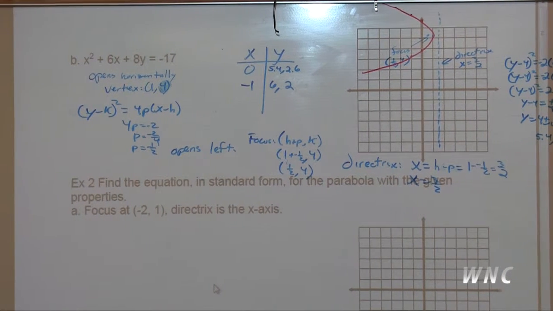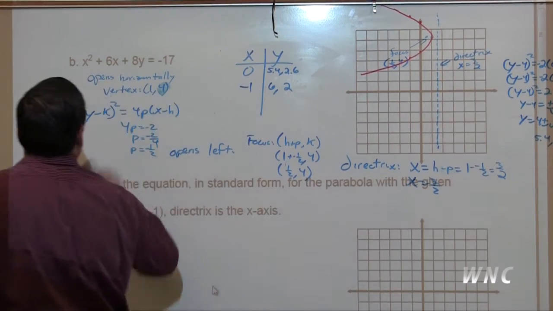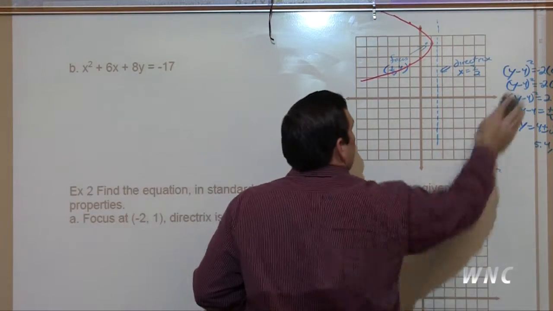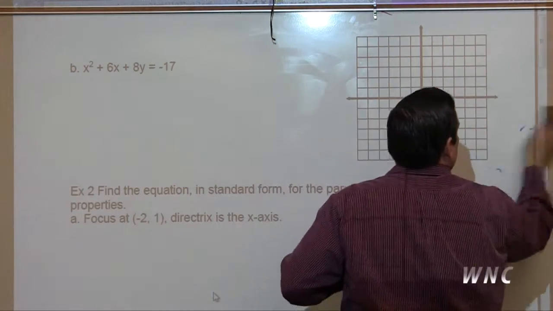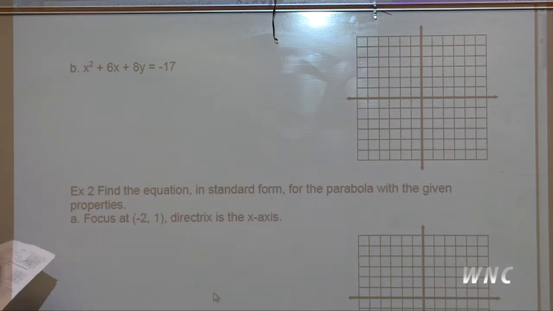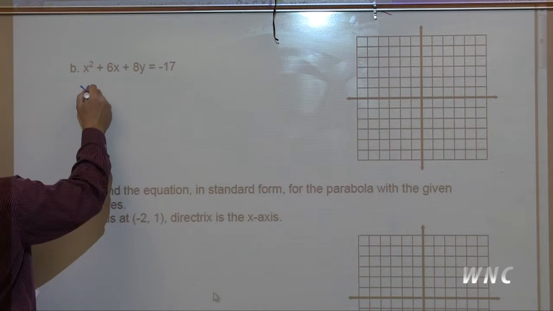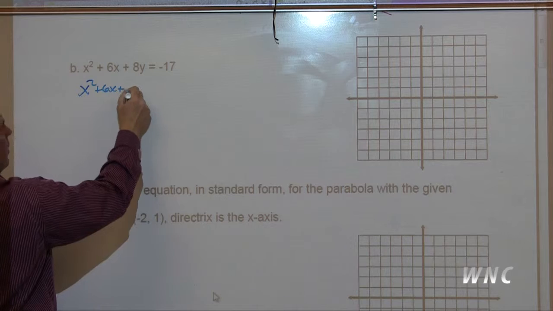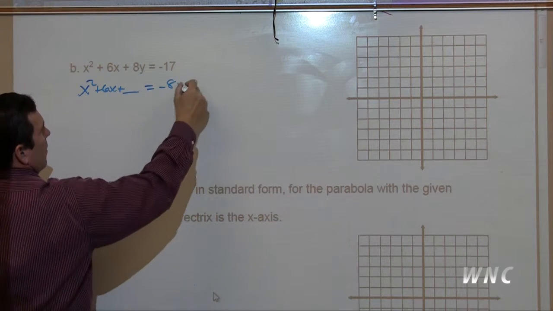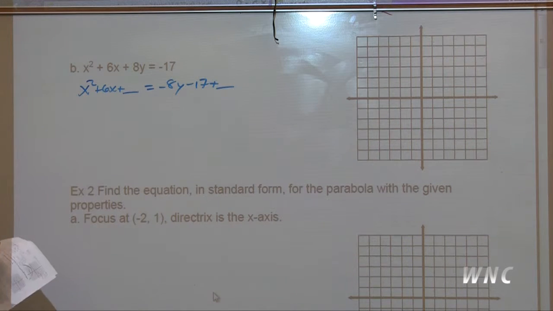Now the next one's not in standard form, so we have to put it in standard form. That's a big task we have to do first. But you can probably see by the fact that the x is the squared part, this is going to open up vertically, either up or down. Okay. So we have x squared plus 6x plus blank equals negative 8y minus 17 plus the same blank. What goes in that blank?